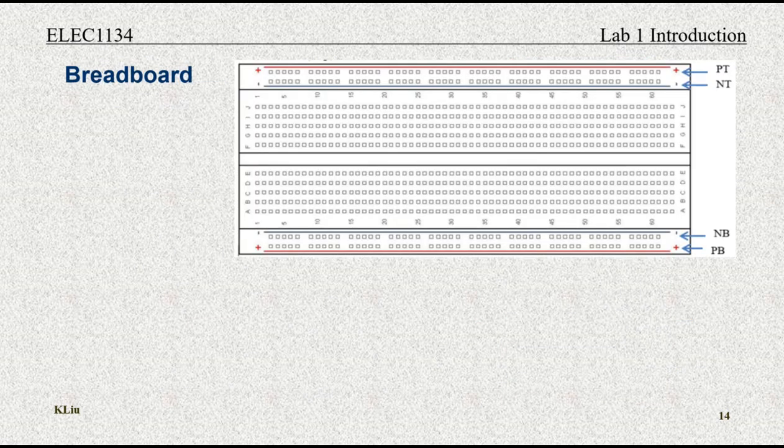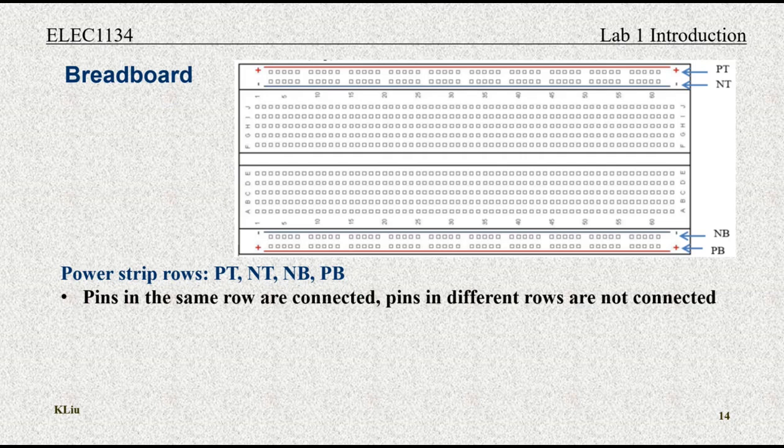Another useful tool in your lab kit is the breadboard. The breadboard is a platform for quickly building an electrical circuit. We will use the breadboard to build our prototype circuit and run the test on it. All the pins on a breadboard are pre-connected following certain rules. We can see 4 power strip rows, PT, NT, NB, and PB, where all the pins in the same row are connected. The pins in different rows are not connected.